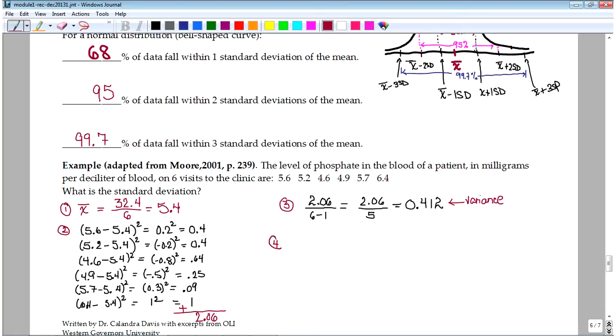So our final step to get the standard deviation is to take the square root of that number. So that'll be the square root of 0.412. Let's round to 3 decimal places, which should give you 0.642. So what does that mean? Well, with a mean of 5.4, the average distance of any of our data points from the mean is going to be 0.642 units.